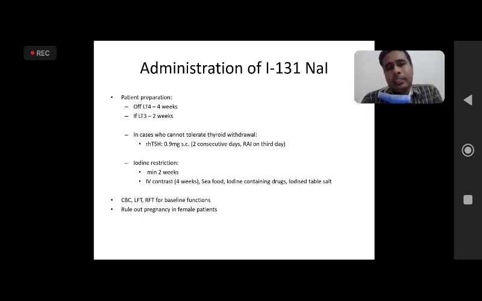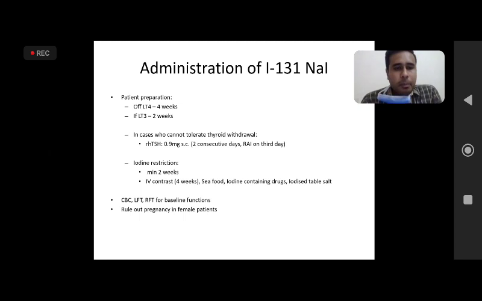Otherwise, both the methods, recombinant TSH and T4 withdrawal of thyroid stimulation, are sensitive enough. Iodine restriction, a minimum of 2 weeks is needed, 2 to 4 weeks, 4 weeks is ideal. And intravenous contrast should not be given in the previous 4 weeks. Patient should avoid seafood, iodine-containing drugs, and iodized table salt.